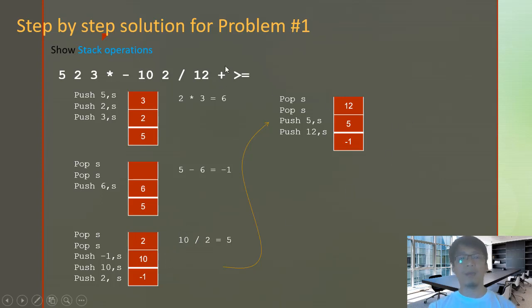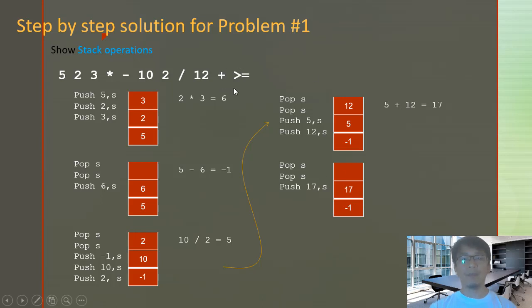Next we have the plus symbol after the 12. This is an operator, so we pop two values, the 12 and the 5, then we add them. The result is 17. The next operation would be pop s, then we push 17 into our stack. As we update our stack, we now have -1 and 17.